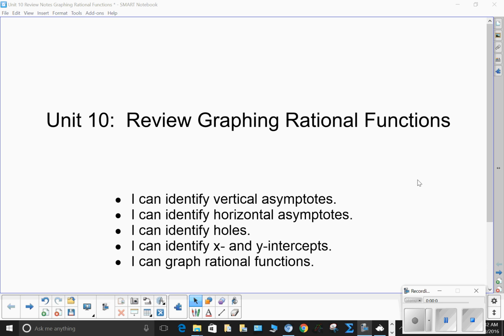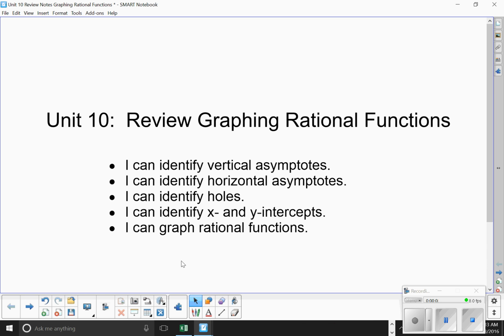An opportunity for you to review graphing rational functions. There's a good bit in this particular unit, and there's a good bit that's new, asymptotes, for instance. So this is an opportunity for you to review how to find asymptotes, holes, identify x and y intercepts, and actually graph a rational function.